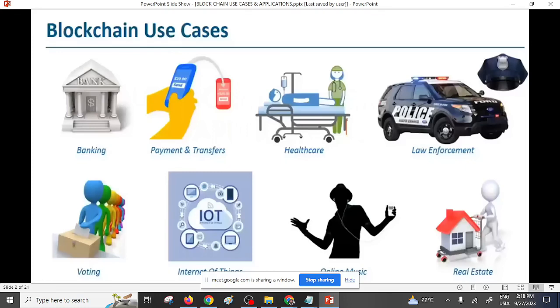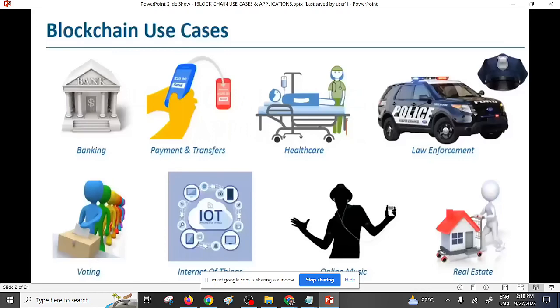I don't know how we do it here in our country, but yes, it's very, very important to ensure that when you use blockchain, you reinforce security during payments. Even healthcare, law enforcement, voting systems, Internet of Things.